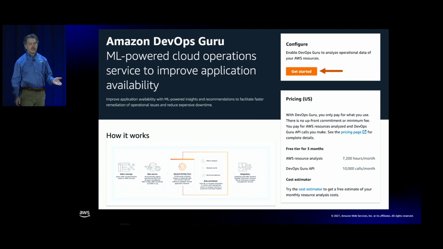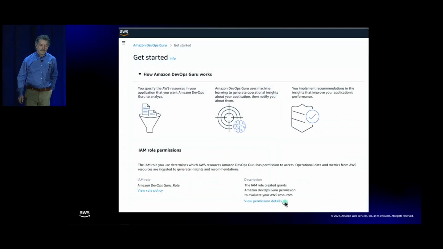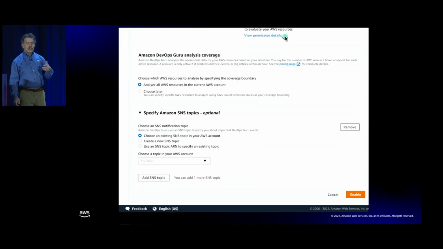If you haven't enabled DevOps Guru for your account prior to this, you'll arrive on a page that looks like this. Here you just click Get Started. On the Getting Started page, you can learn a little bit about DevOps Guru and also see the permissions that the service needs in order to do its job.